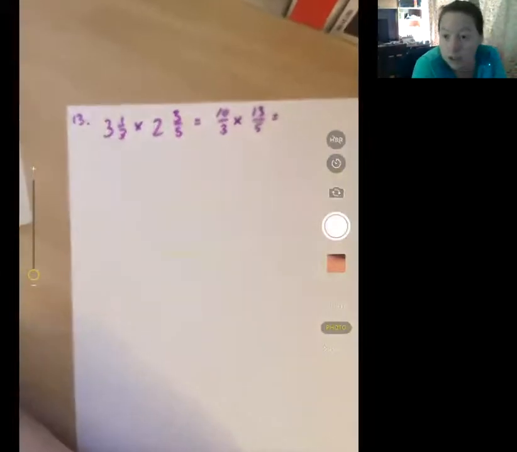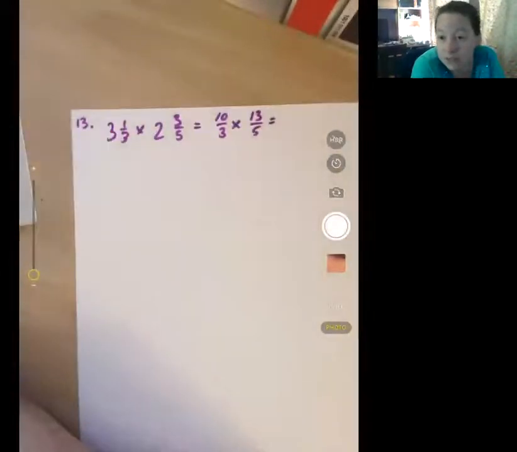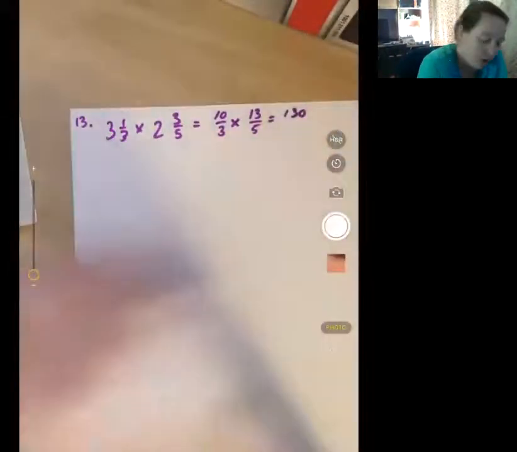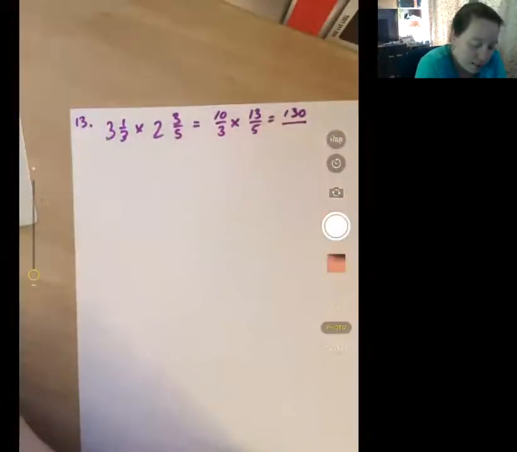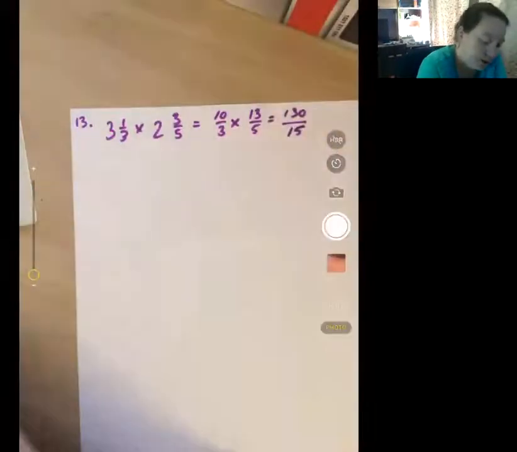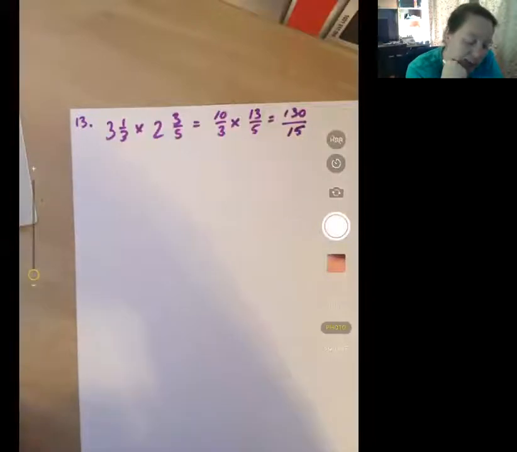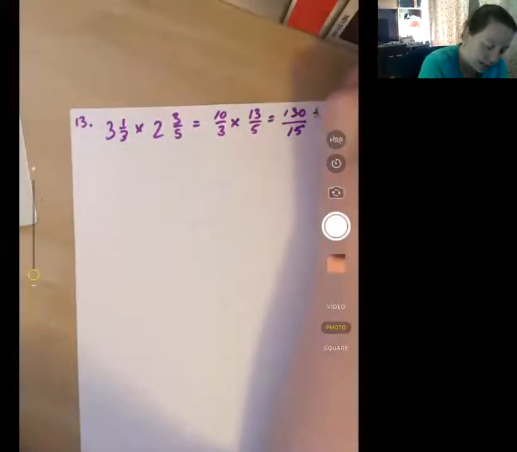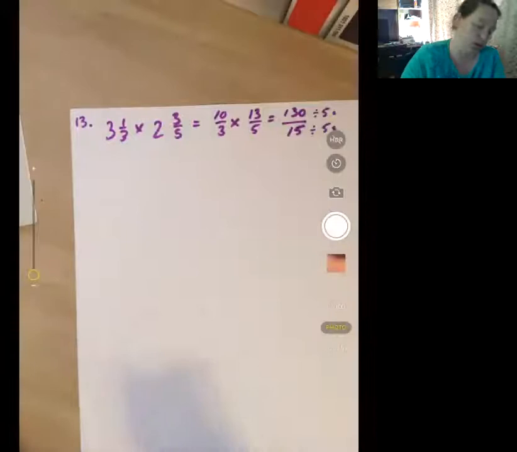Remember what I said about when we multiply by 10? We just add a 0 on to the end of it. So 10 times 13 is 130 over 3 times 5, which is 15. Okay. Let's see what we can take out of that. The 130 is even, but the 15 isn't. However, they both end in a 0 or a 5, so I can definitely take out a 5. So I'm going to take out a 5 on both of these and see what we end up with.